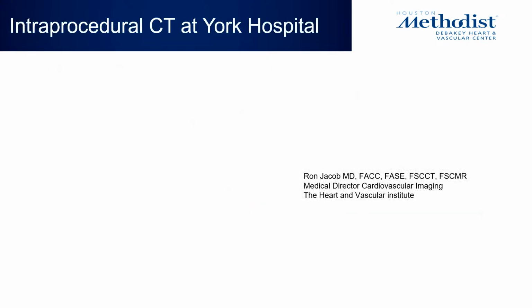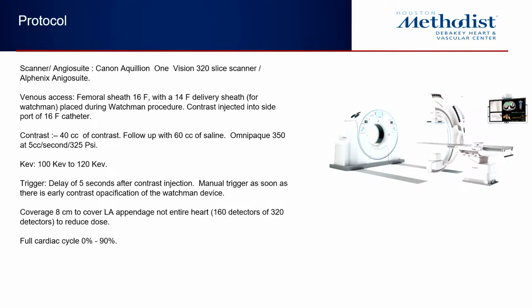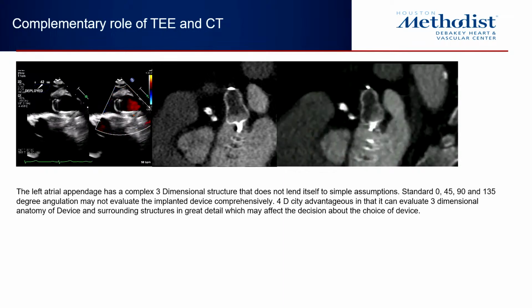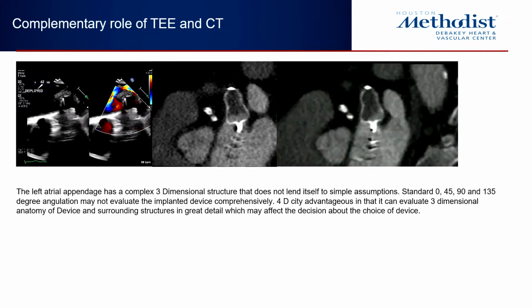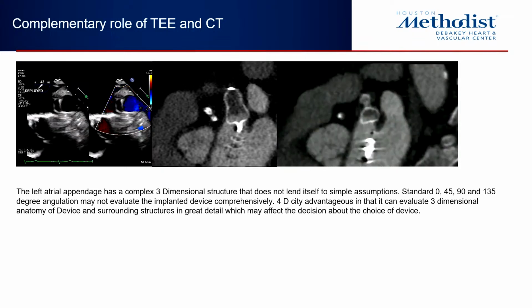So we talked about pre- and post-procedural CTs, and Dr. Ron Jacob at York Hospital was very kind enough to share their experience with intraprocedural CT. They have a limited, 8-centimeter Z-axis coverage intraprocedural CT, which just focuses on the left atrial appendage. They do a retrospective full cardiac cycle acquisition. They inject contrast through the femoral sheath and start imaging 5 seconds after the contrast is injected. These are their intraprocedural TEE and CT images, and as you can see, it gives a really good assessment of the device as the patient is getting the procedure.